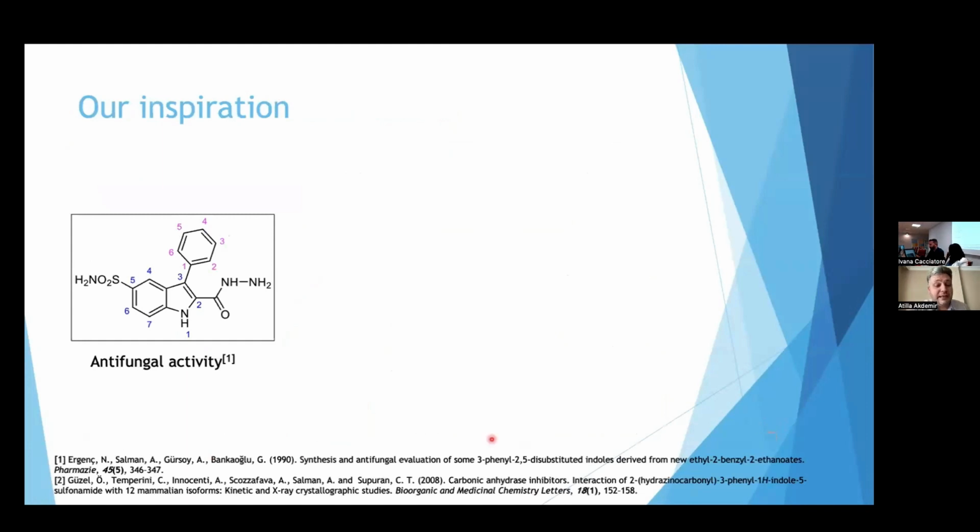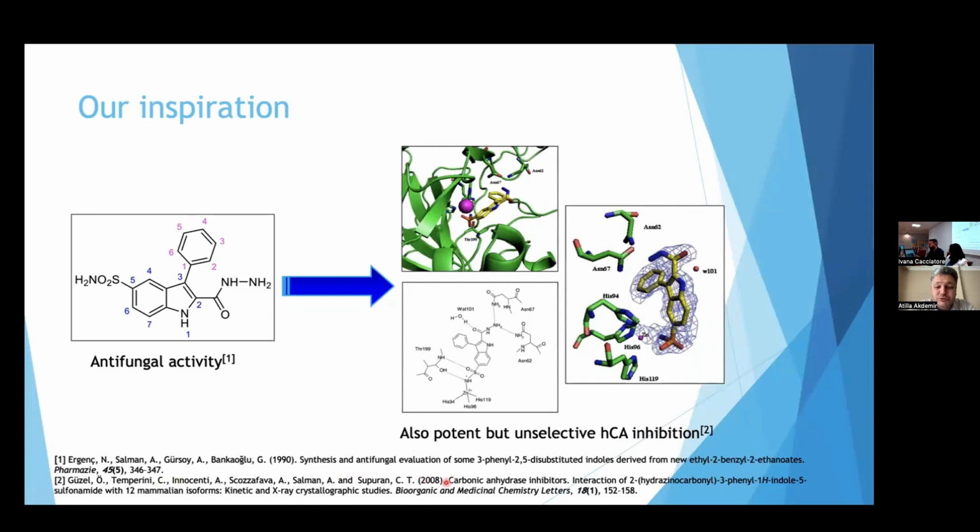So in the 1990s at Istanbul University, Professor Aydın Salman and his crew synthesized this specific compound, which they found showed some antifungal activity. And later on, in 2008, Özlem Güzel and Claudio Supuran worked together and found that this compound also showed potent but unselective carbonic anhydrase inhibition. So it has low nanomolar inhibition for carbonic anhydrase 1 and 2, the off targets that we don't want to target, but also 9 and 12 are targets that we want to address with these carbonic anhydrase inhibitors.